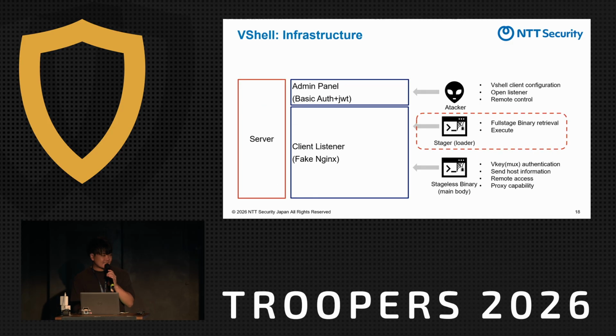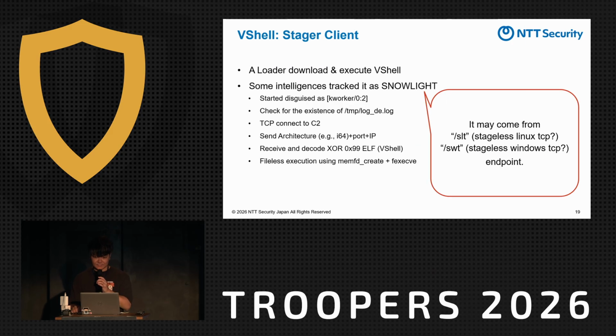Next, we focus on the stager. The stager is responsible for downloading and executing the VShell payload, and it has been tracked by some intelligence sources as Snowlight. This name is believed to originate from the URL paths such as /slt and /swt. Maybe SLT comes from stageless Linux TCP binary, and SWT comes from stageless Windows TCP binary, which are used as download endpoints for the stager.